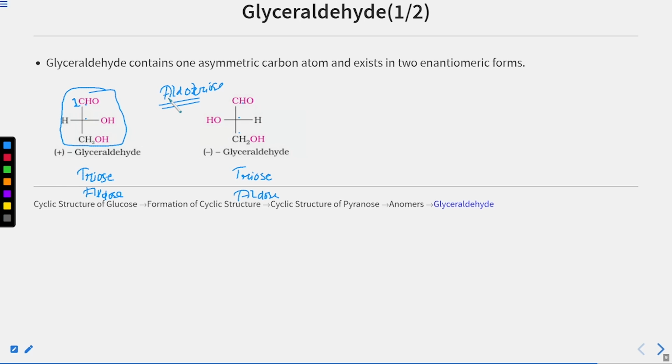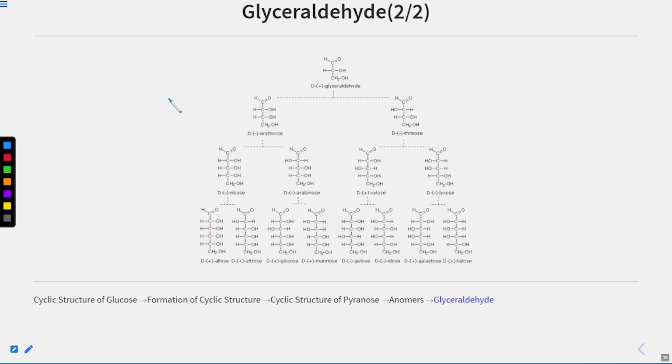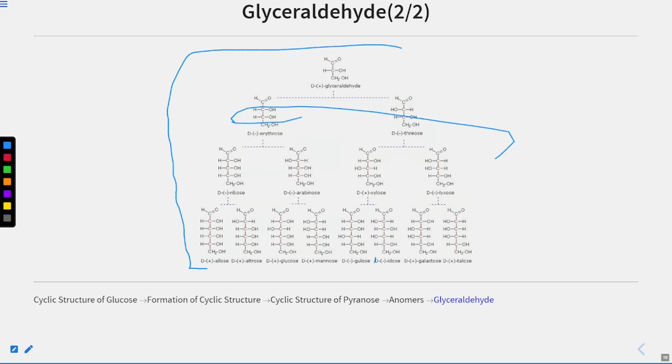Now let us try to remember, or I will give you a trick to remember all of the structures of our aldehyde carbohydrates. For that you should remember this chart. Now how will you remember it? For that we have a trick. What is the trick? First of all, try to remember this thing that we call get Raxel.